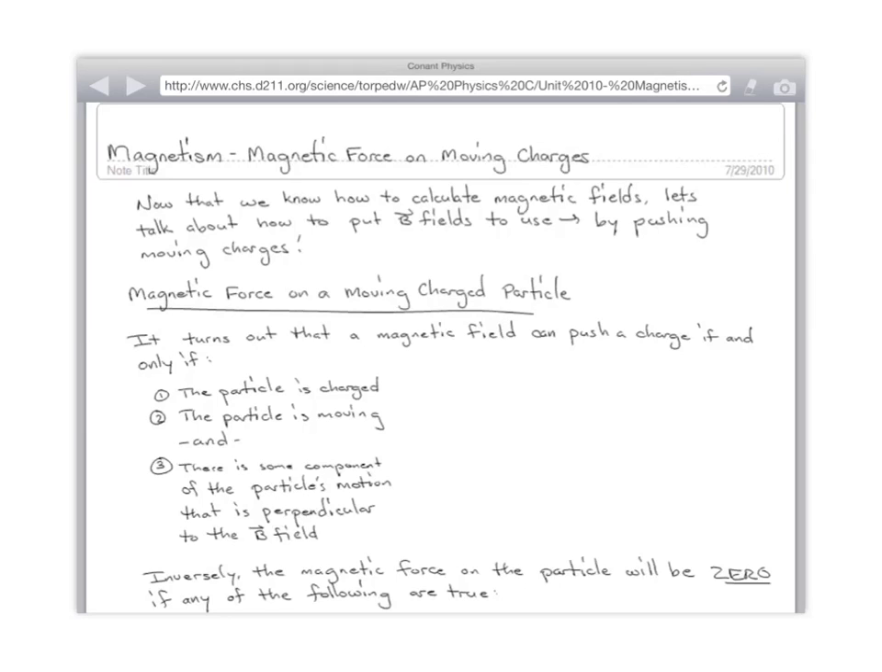I don't know. Let's try it. Did it get pushed? It didn't. Wait, it's an electron, so how about we use the left hand? Field, direction of motion. What way does it get pushed? Down. You actually saw it. Cool demo, huh?